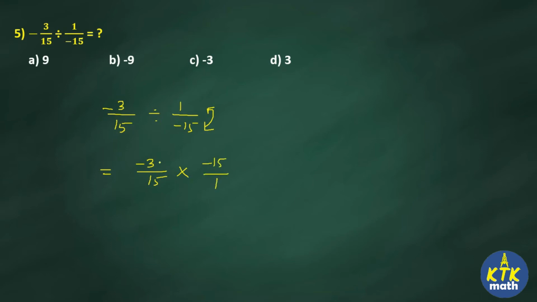Okay. Now just an easy one. 15 I can cancel. Minus into minus, we know it is plus. So 3 ones are 3. So that's all the answer. So the only thing is you are reciprocaling the second fraction. So divide means you should reciprocal the second fraction and start cancelling. Question number 5 answer is option D, 3.